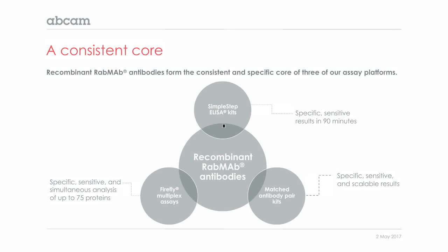Recombinant rabbit monoclonal antibodies are incorporated into each of our assay technologies, including simple step ELISAs, matched antibody pair kits, and fireplex immunoassays. Simple step kits are validated with relevant biological samples, so you know these will work with your specimens and give ELISA results in just 90 minutes compared to the usual 4-hour standard time. Matched antibody pair kits provide just the essential reagents, allowing you to use your own custom protocols for ELISA-based assays. And fireplex immunoassays allow you to assay multiple proteins such as cytokines simultaneously right down to the picogram per mil concentrations.